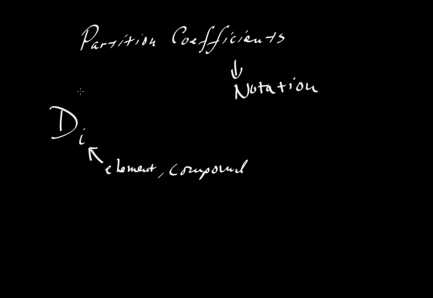And then it is being partitioned between some phase alpha and another phase beta. And this is defined as the concentration of I in alpha divided by the concentration of I in beta. And if a mineral is involved, then the mineral is almost always in the numerator. But for our purposes here for the notation, it really doesn't matter.